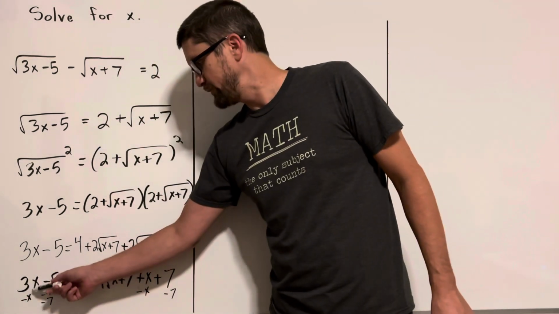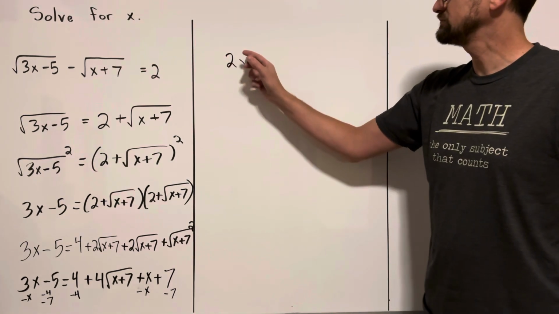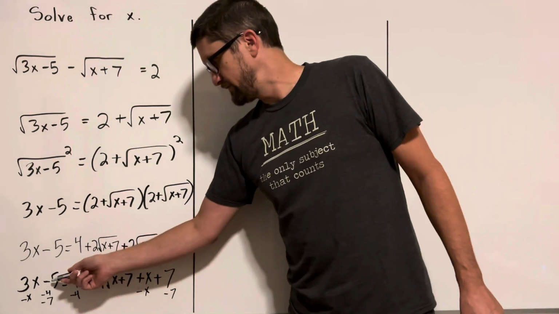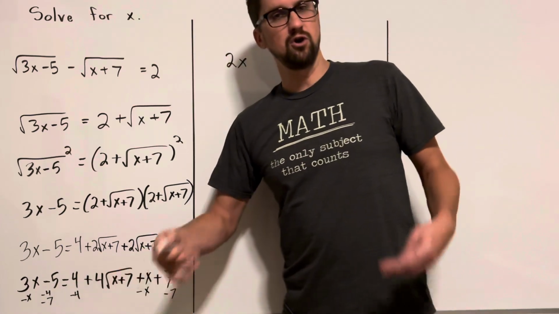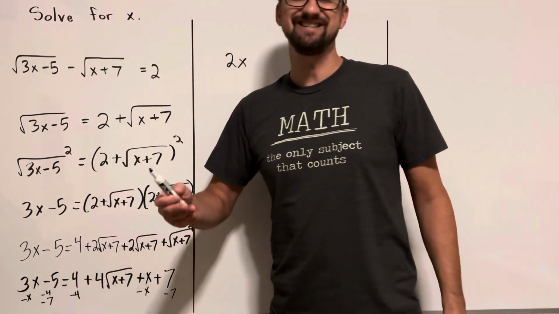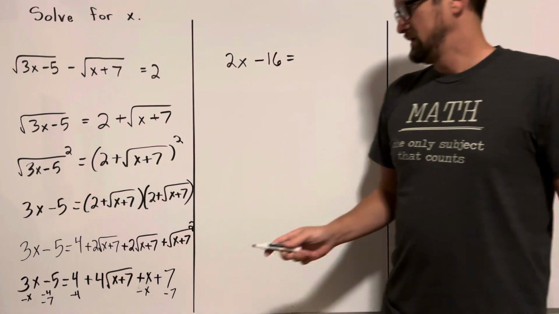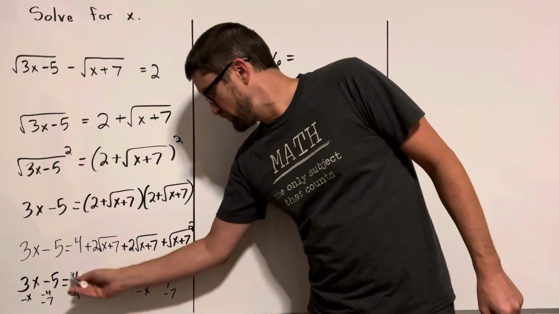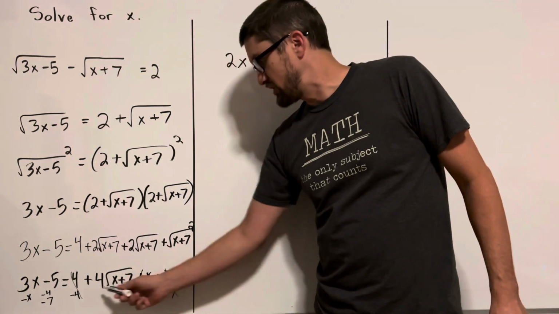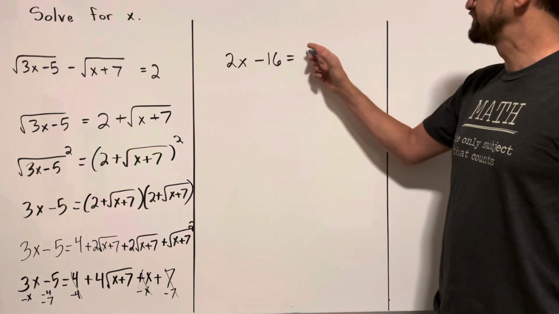So on the left, I got 3x minus x, which is 2x. I have 5, 4, and 7. They're all negative. So you're going to add them all up. That's 16. So it's going to be minus 16. And on the right-hand side, the 4's are gone, the x's are gone, the 7's are gone. So I'm left with 4 times square root of x plus 7.